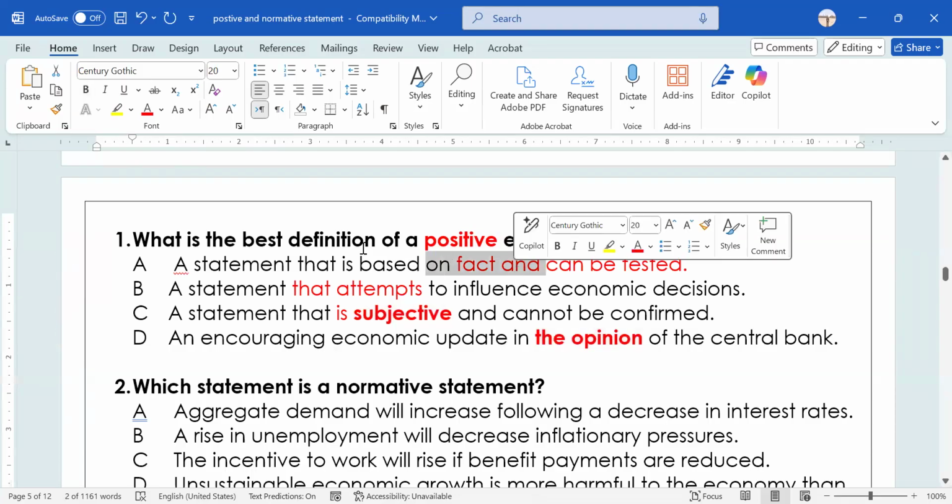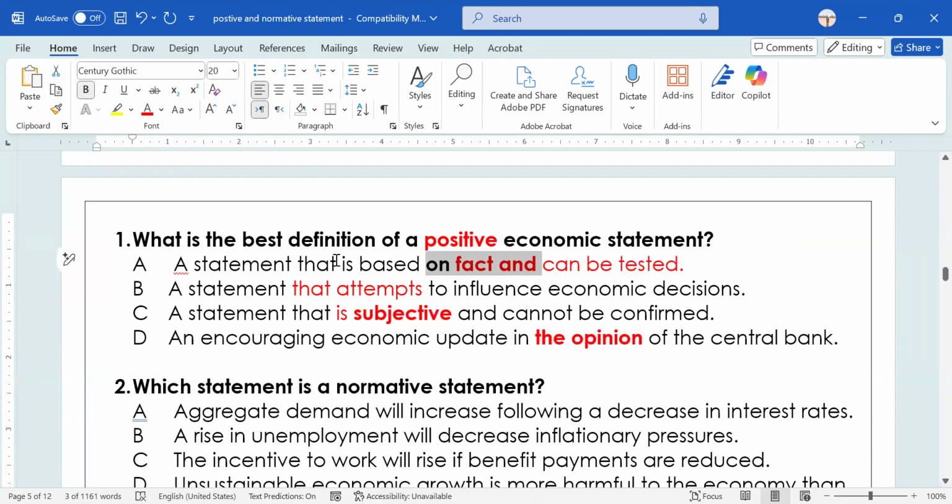Okay, you have the word fact, FACT. It can be tested, it can be measured, and it describes the economy as it is and not how it should be. So here, the definition of positive economic statement is letter A. Now, how about letter B? A statement that attempts to influence economic decision. Why is the answer not letter B? Because letter B is all about influencing the decisions, which is more in line with the normative statement.